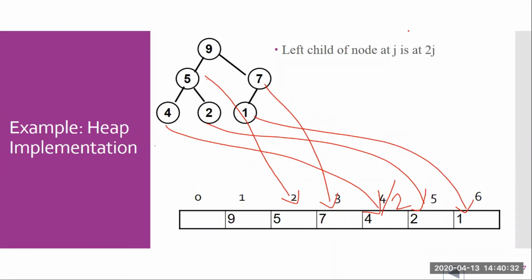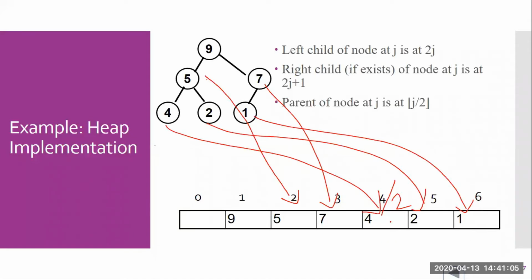Left child of any node at a position j. Now if I take j equal to 2, the left child of 5 is in position 4, that is 2 into 2. So the right child will be in 2 into 2 plus 1. That is the thing we need to remember. It exists only if there exists a right child. Here there is no right child, so 6 plus 1 is 7, and there is no position over there.